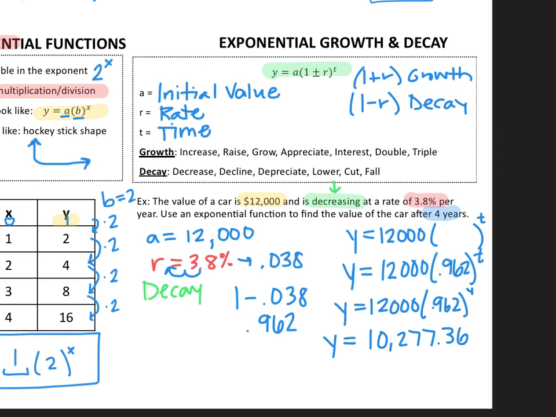Whenever you are solving an exponential function, when you finish, you always want to think about what the question is actually asking. This is asking about the value of a car, which is money, and so your final answer not only should be rounded to 2 decimal spots, because money uses 2 decimal spots, or to the hundredths, you want to make sure you label it with your dollar sign. So the final answer here is $10,277.36.